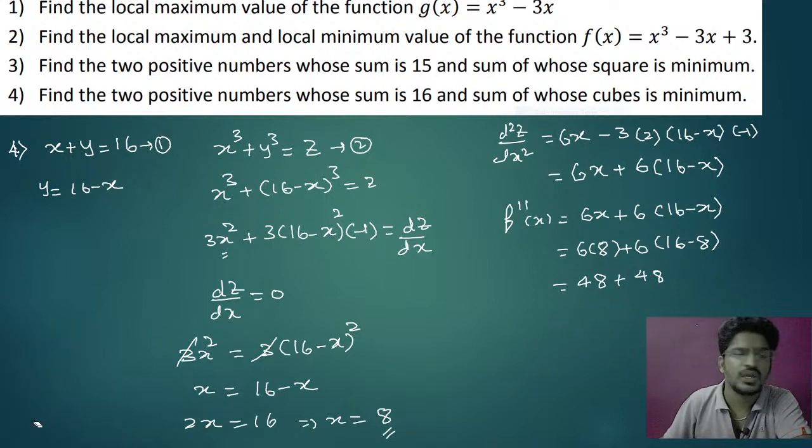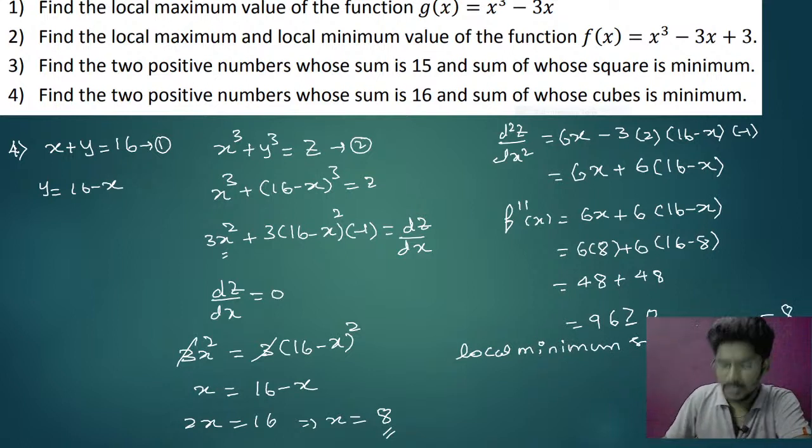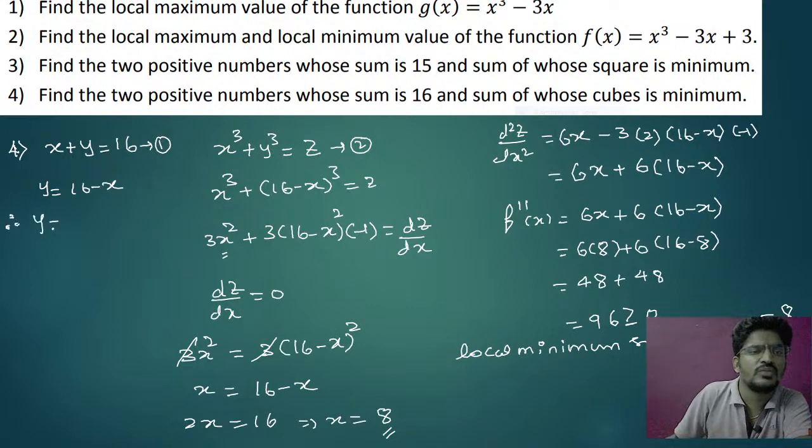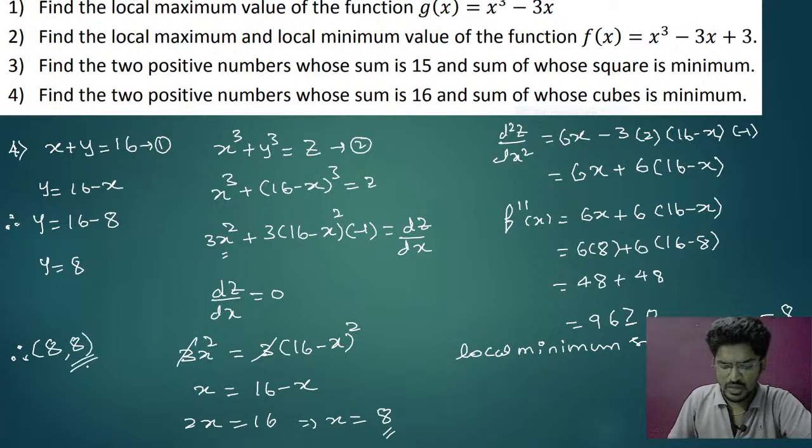Which is greater than or equal to 0. Therefore, local minimum exists at x equal to 8. So therefore, y will be equal to 16 minus 8, so y will be equal to 8. Therefore, your required answer is 8, 8. Clear?